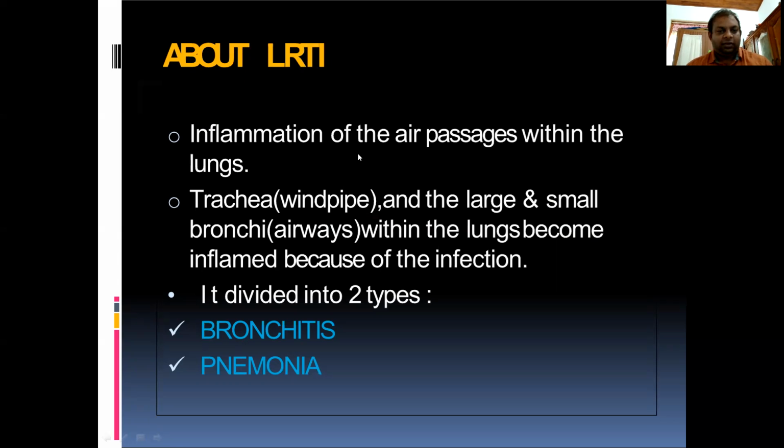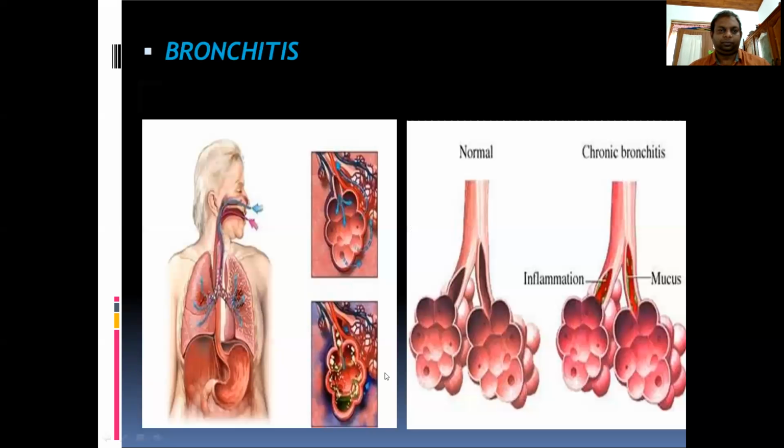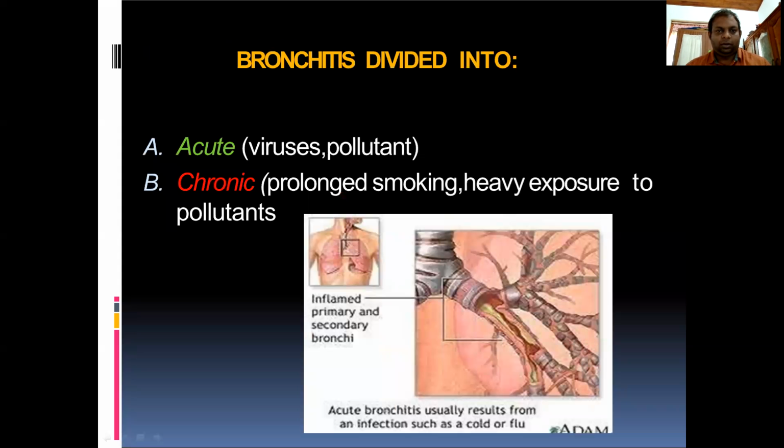Inflammation of air passages within the lungs. Lower respiratory tract infection is associated with tracheitis, bronchitis, bronchiolitis, then pneumonitis and pneumonia. Common ones are bronchitis and pneumonia. Bronchitis could be acute or chronic, but it is associated with a prolonged inflammatory process. We divide bronchitis into acute and chronic.